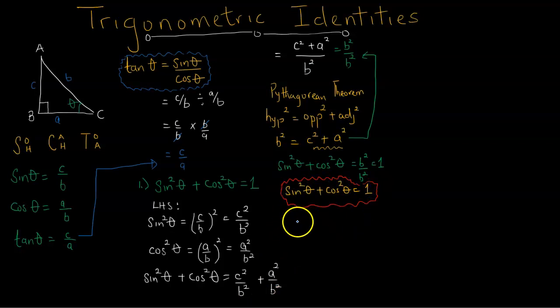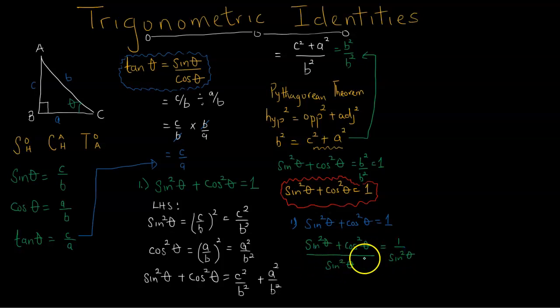The next identity is going to be a follow-up to this one. What we are going to do now is divide both sides by sine squared theta and see what happens. So we know that sine squared theta plus cos squared theta is equal to 1. So let's see what happens if we divide both sides by sine squared theta. So we would have sine squared theta plus cos squared theta over sine squared theta, and the right side would be 1 over sine squared theta.